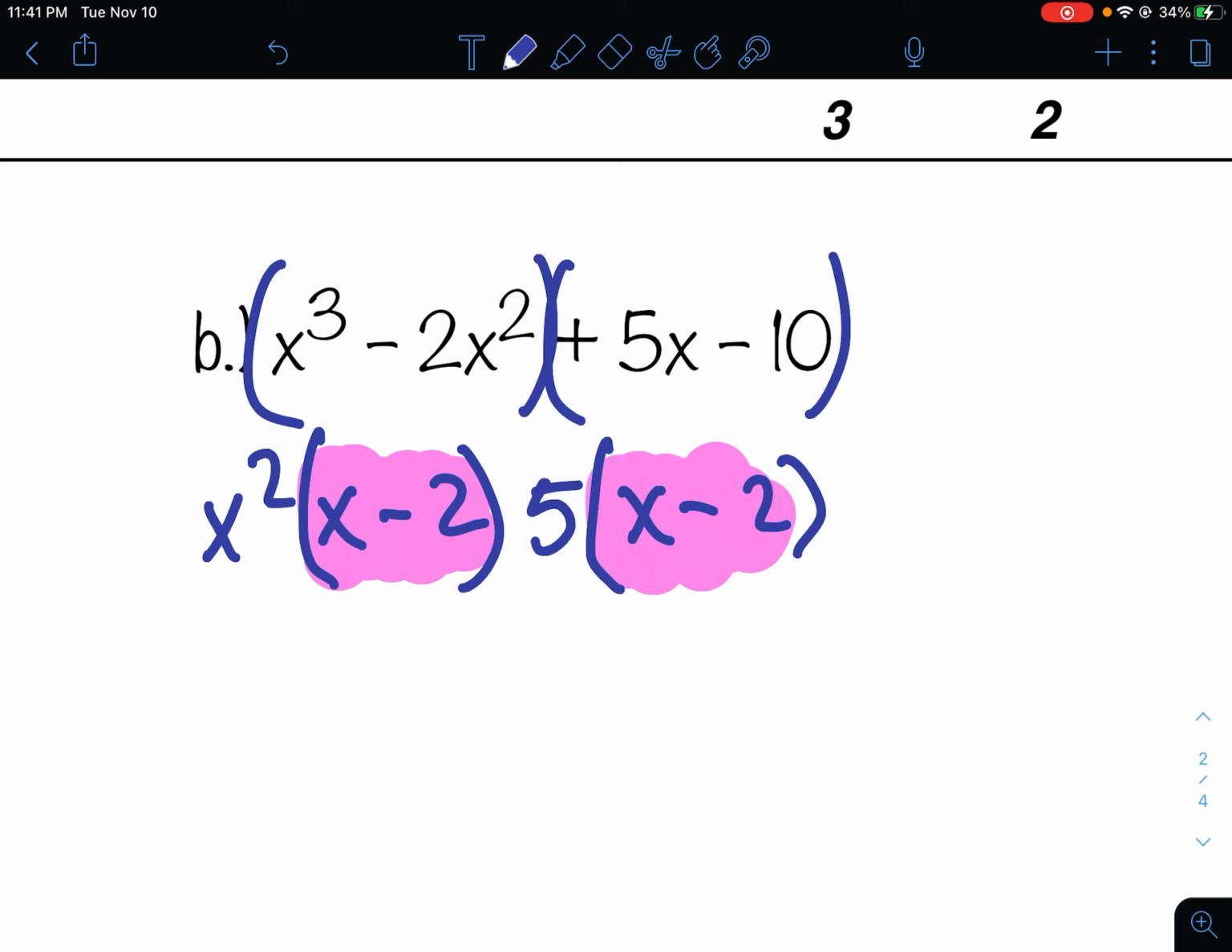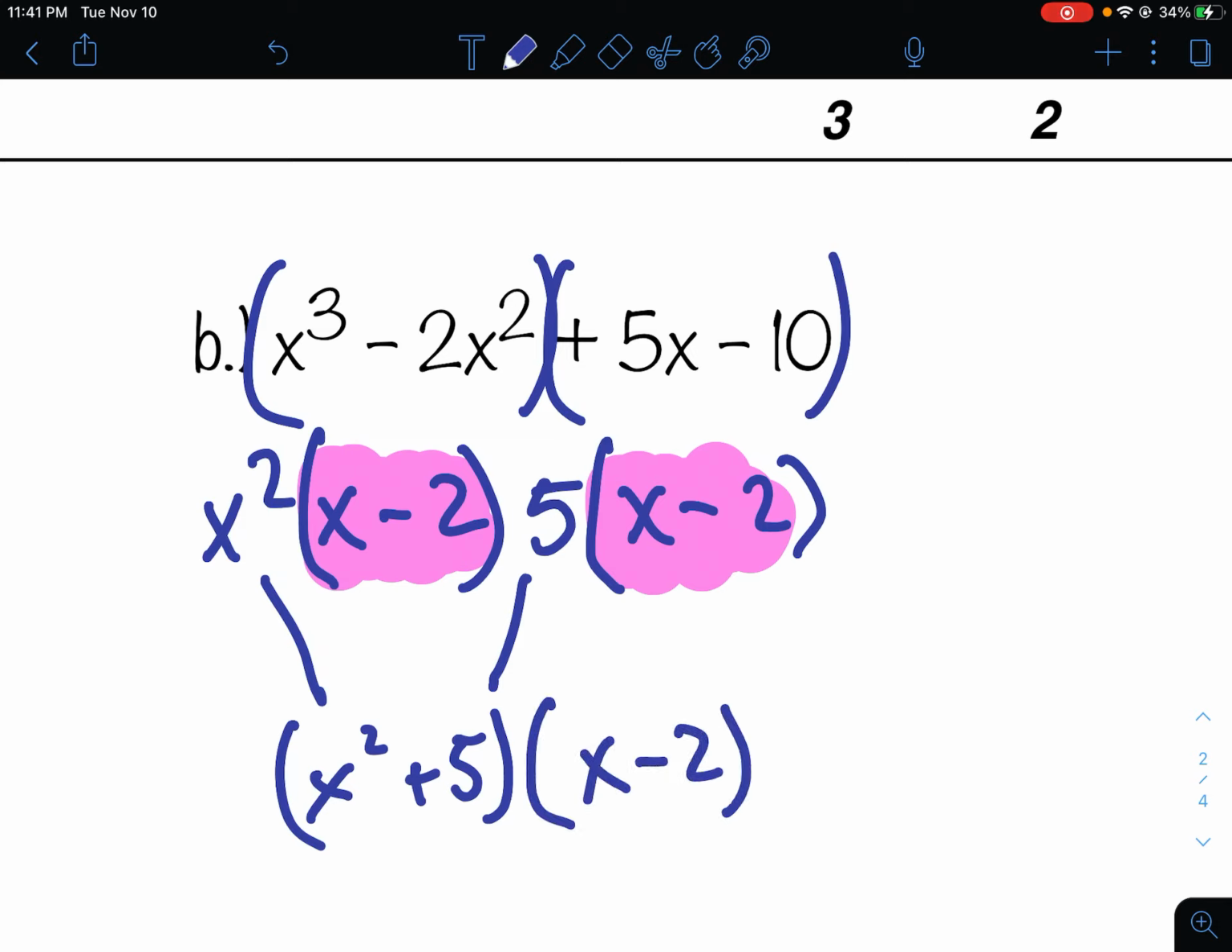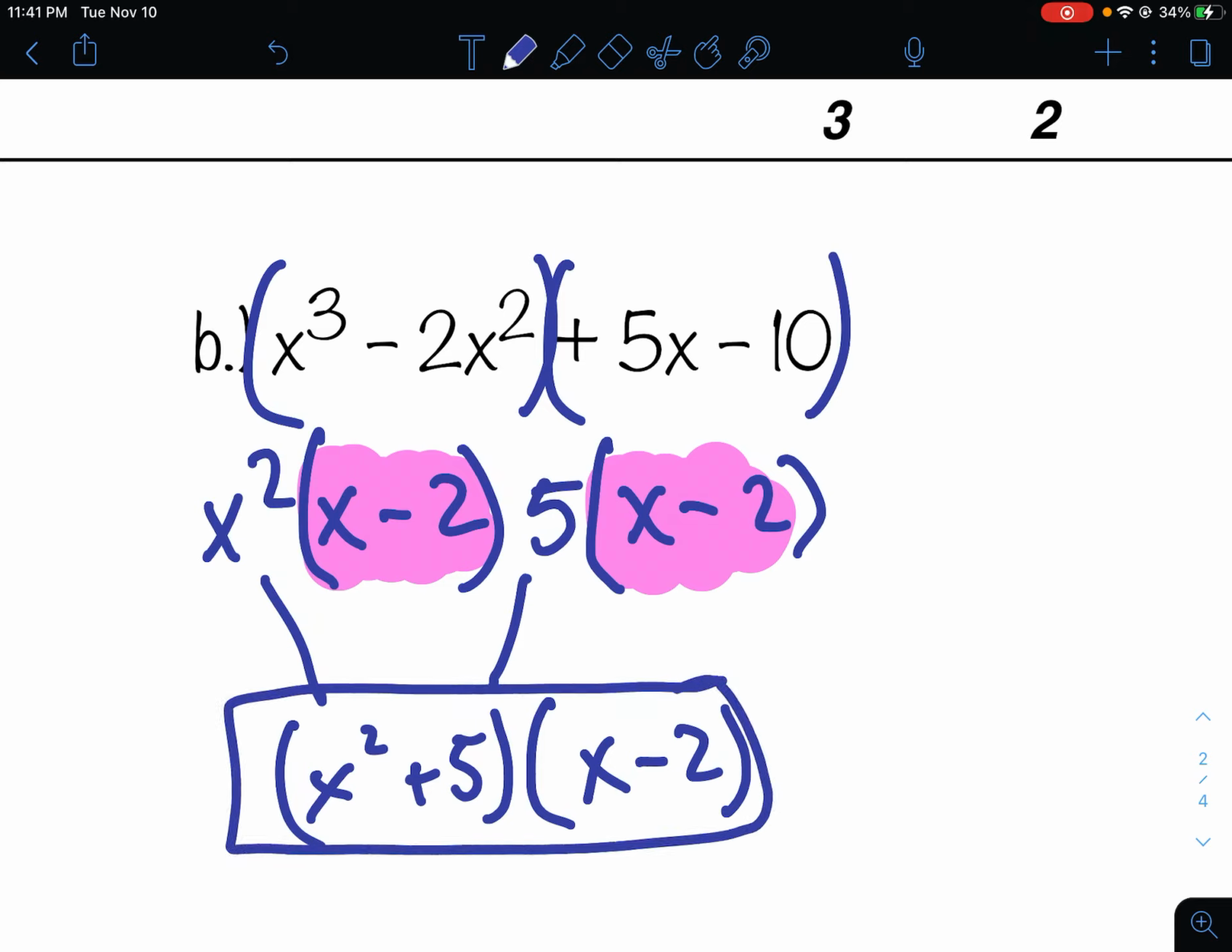The last step in factoring with grouping is to combine both GCFs into one single parenthesis. So the x squared and the +5 will go into one, and the common factor x minus 2 goes in the other. And that is factoring by grouping.